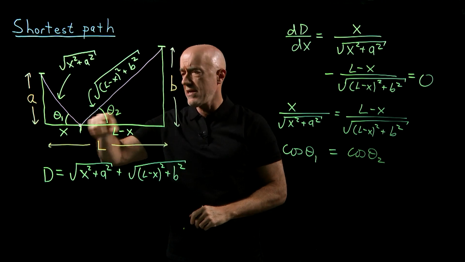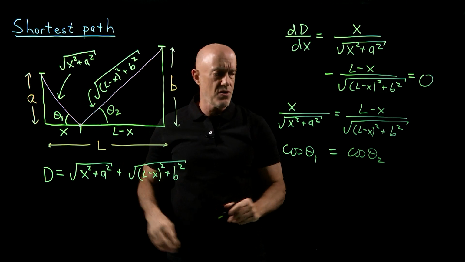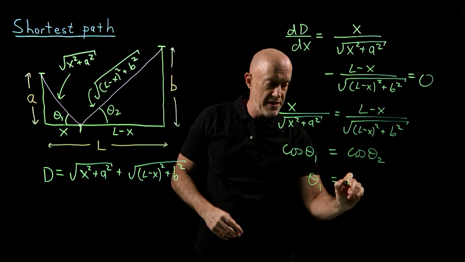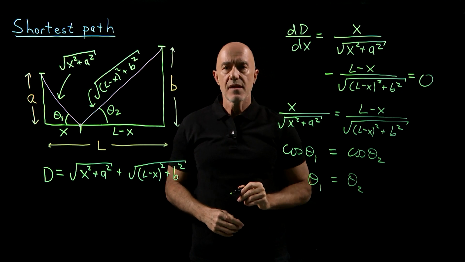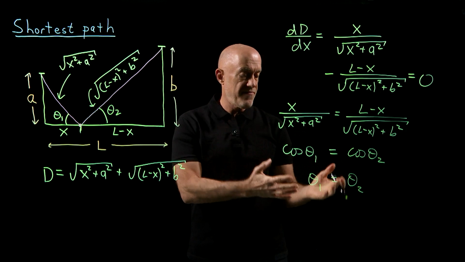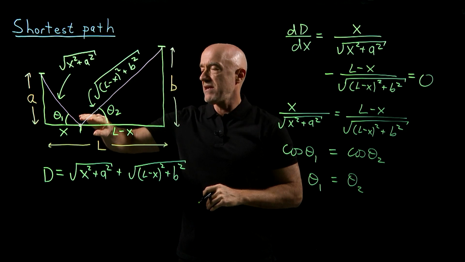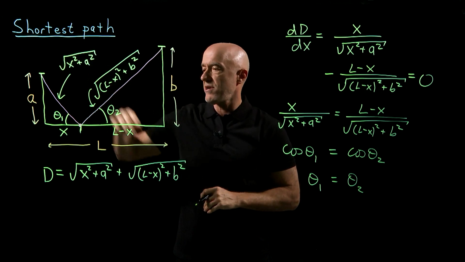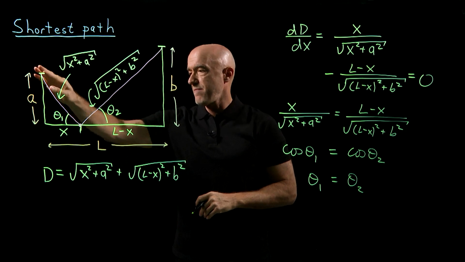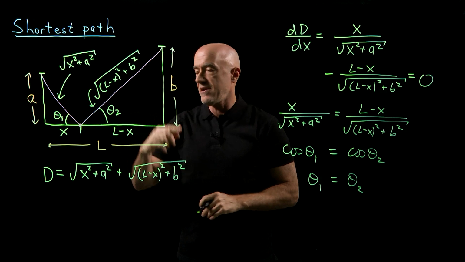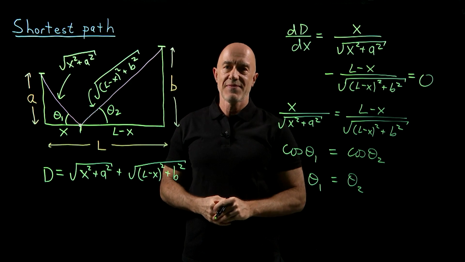Both theta 1 and theta 2 are between 0 and pi. So that means these angles have to be equal. So what we've found was that the path that minimizes this distance, the shortest path, is the one that makes these two angles, theta 1 and theta 2, equal.